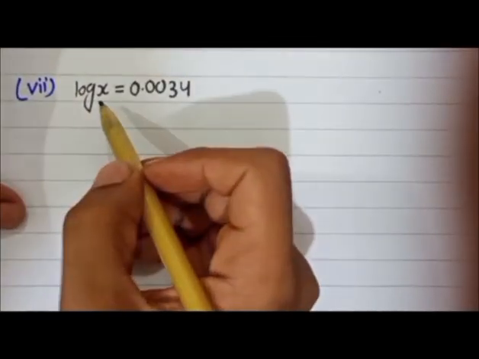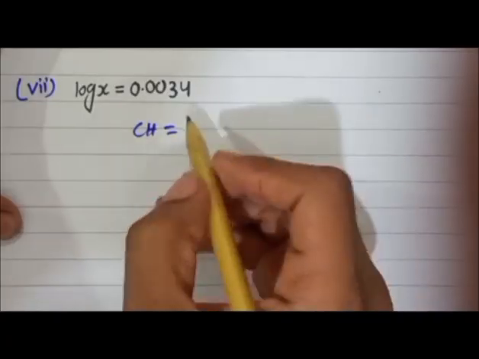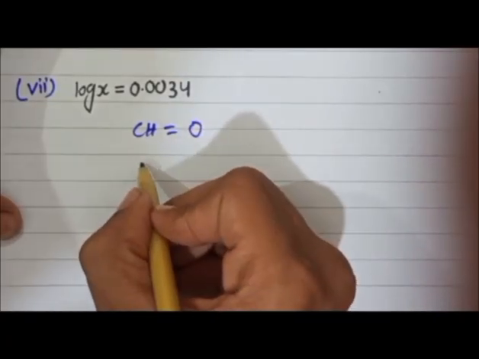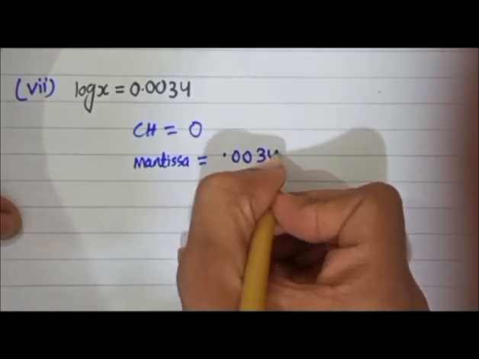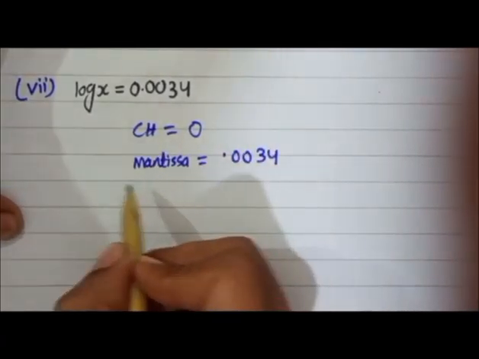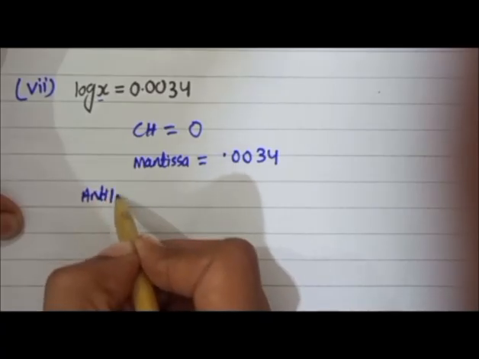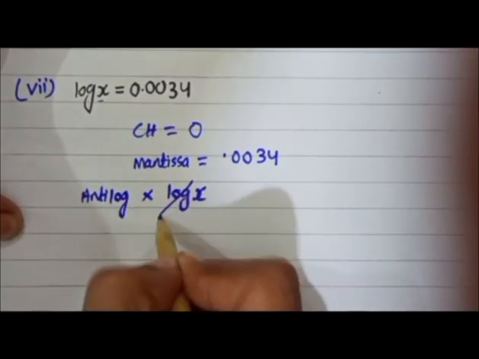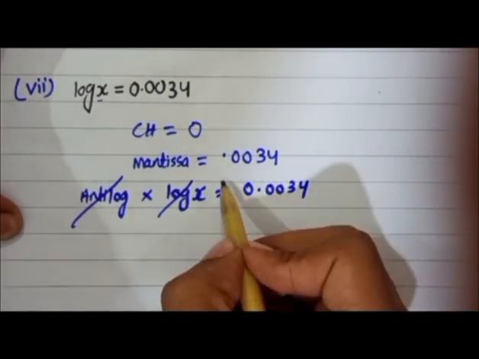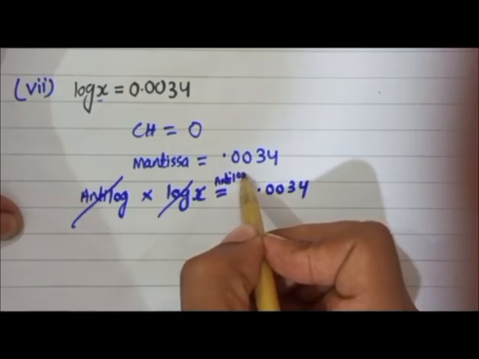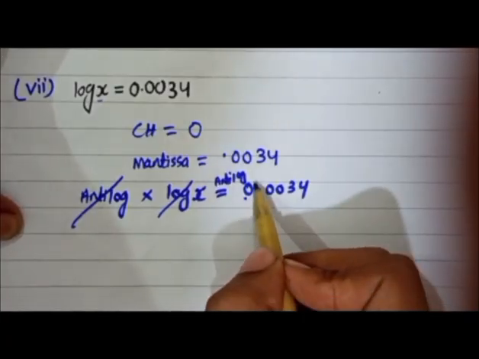Okay, now come to question number 7, that is log x is equal to 0.0034. So what is the process step? The process step is separating the characteristic and mantissa. So my characteristic is 0 and my mantissa is 0.0034. For finding the value of x, I need to cancel this log. For that I will bring anti-log. So this log will be cancelled with anti-log. What will remain? x is equal to anti-log of 0.0034. For finding out the anti-log, I will ignore this characteristic.